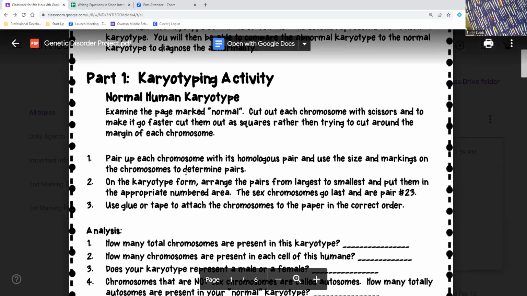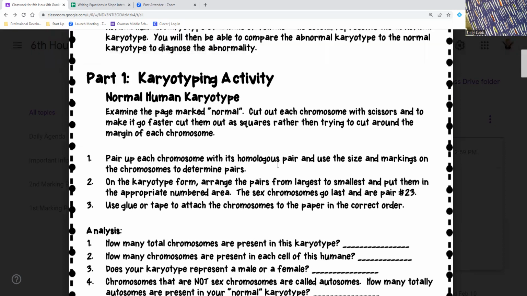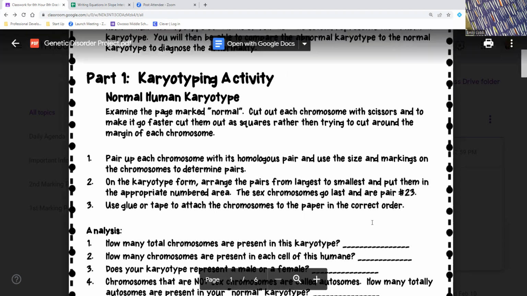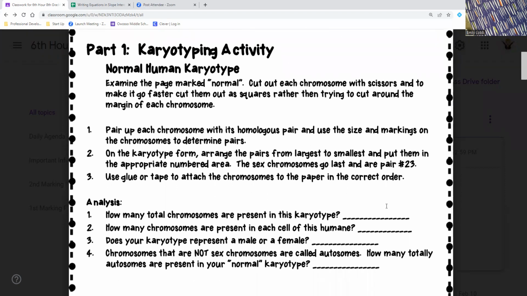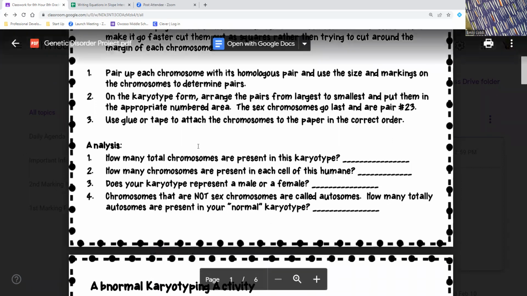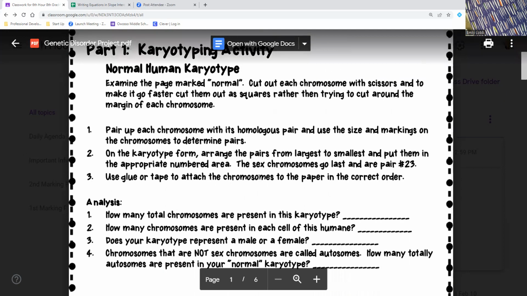So you're going to pair up each chromosome with its homologous pair. What does homologous mean? Homologous means they are the same, and use the size and markings on the chromosomes to determine pairs. So on the karyotype form, arrange the pairs from largest to smallest and put them in the appropriate numbered area. The sex chromosomes go last and are pair number 23. So use glue or tape to attach the chromosomes to the paper in the correct order. So that's what we are going to do today in just a moment after we get that material. And then you're going to answer some questions.